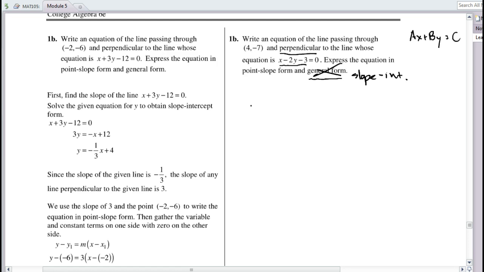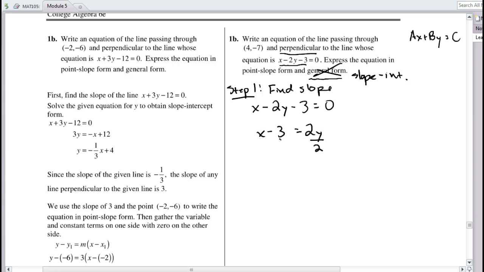So first let's solve for y. So let me write down x minus 2y minus 3 equals 0. So step one, let's find the slope. First thing, solve for y. So I'm going to move the 2y to the other side so it changes signs. And then I divide by 2. Same trick as last time. And then we have a big fraction on the left, so we need to split that up into two fractions with our common denominator.